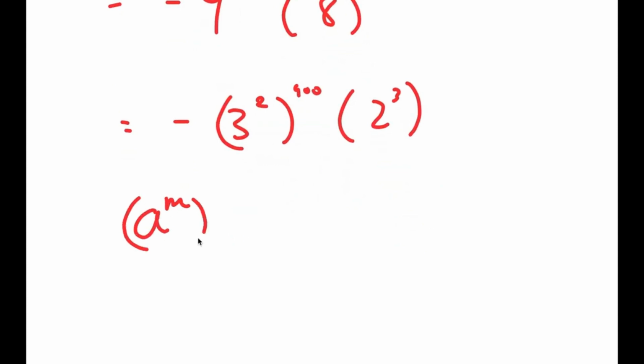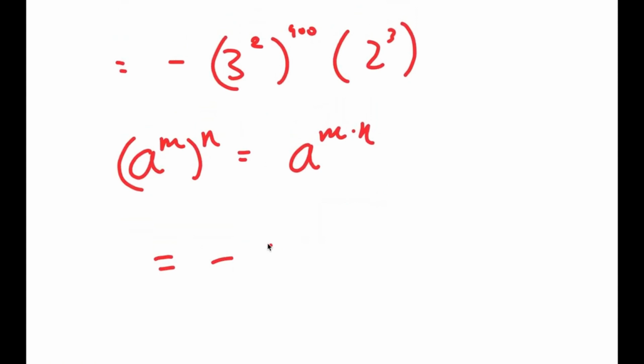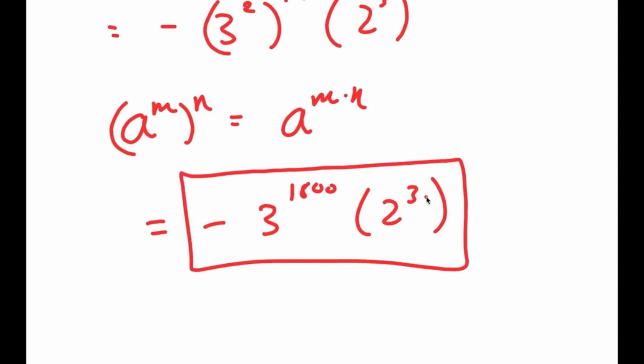So I'm going to use a quick exponential property that states that a to the power of m to the power of n is equal to a to the power of m times n, on 3 to the power of 2 to the power of 900. So I get negative 3 to the power of 1800 times 2 to the power of 3. So this is my final solution to this problem.